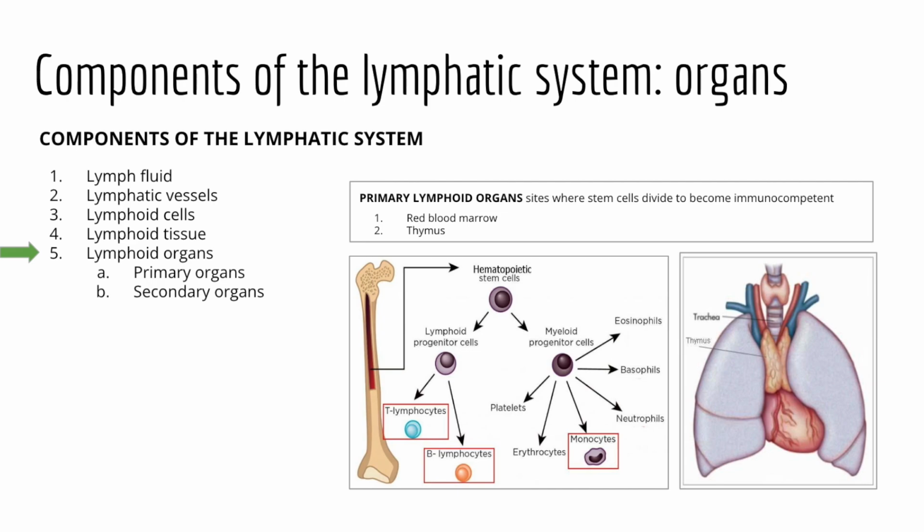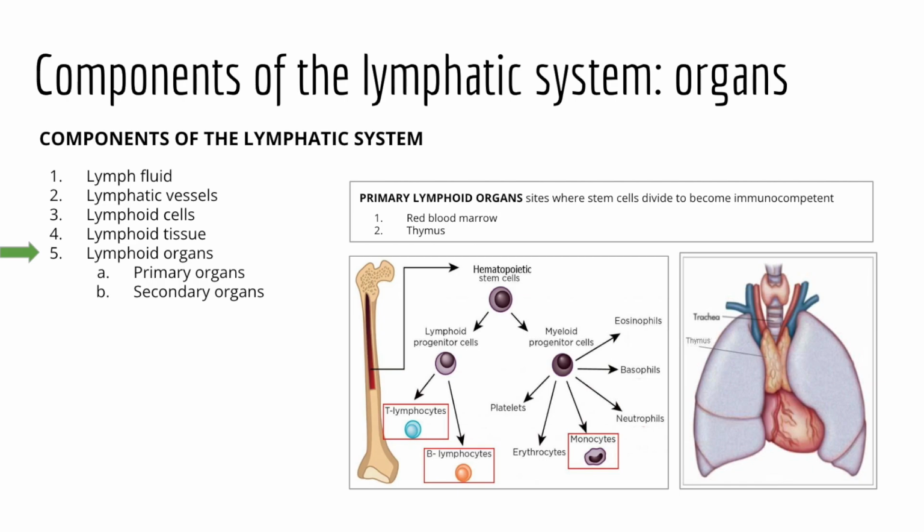Our lymphoid organs are divided functionally into primary and secondary lymphoid organs, each serving a very distinct role in the development, maturation, and function of lymphocytes. And our primary lymphoid organs are sites where stem cells divide. We say they go on to produce mature lymphocytes. The primary lymphatic organs include the red bone marrow and our thymus.